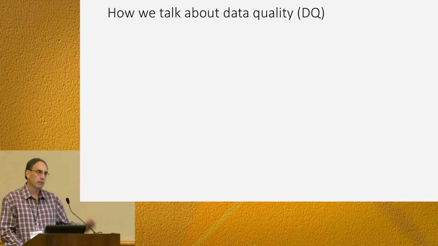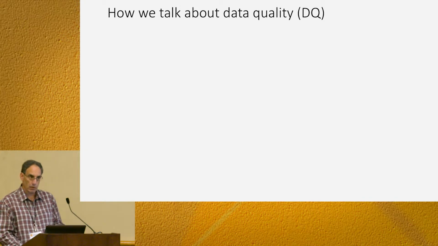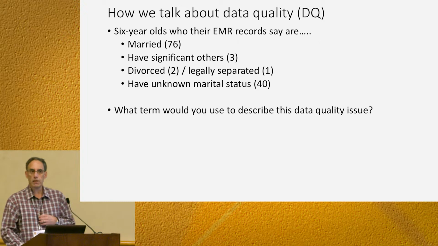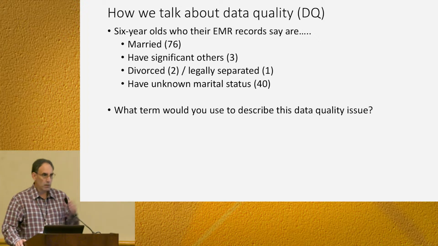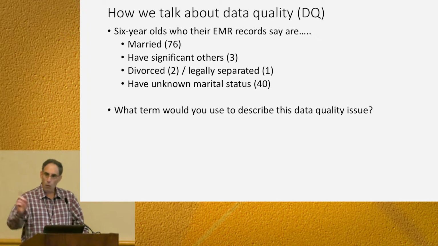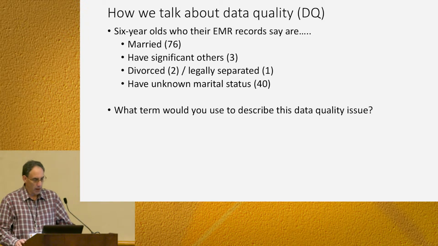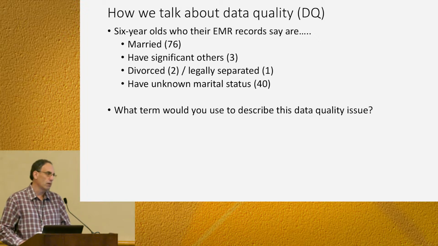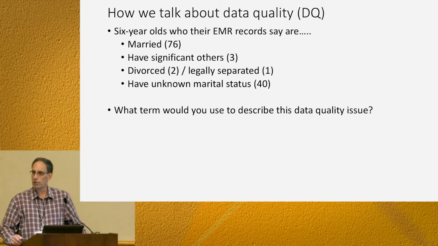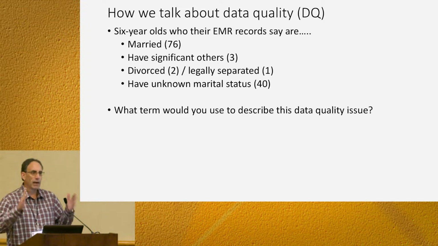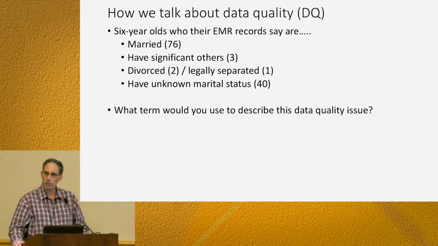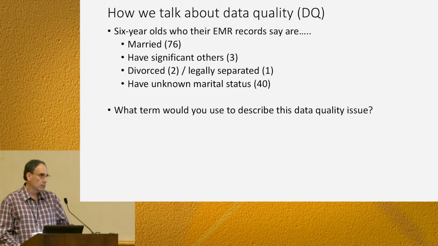So I'm going to give you an example, again, reminding you I come from a pediatric hospital. We see no adults. But our EMR says we have some 6-year-olds in our electronic medical record, 76 of whom it claims are married. 3 of them have significant others. 2 are already past that and divorced. 1 is just legally separated, so kind of on the way. And in a children's hospital, we have 40 6-year-olds whose marital status we do not know. This is real data that is in our database. I keep doing this query every year just to see if we've gotten any better, and we don't. I do this query over in the adult hospital, which does see some pediatrics, and they have the same problem.